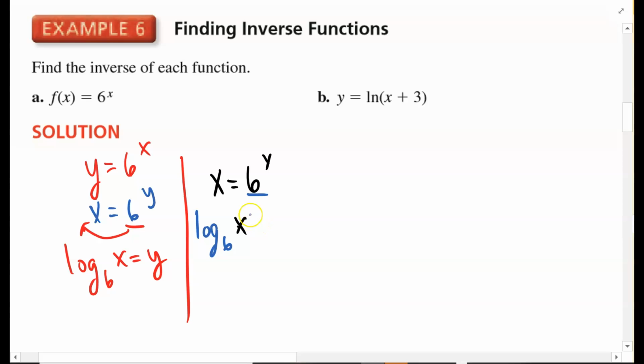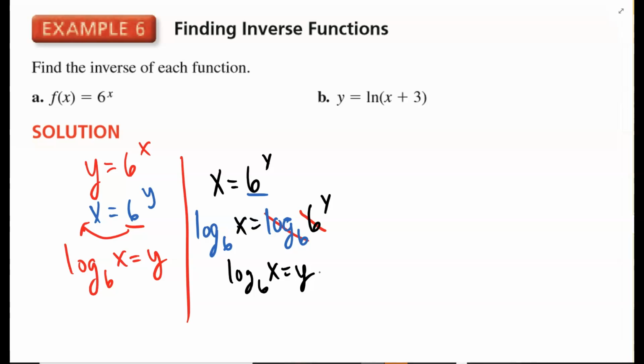equals log base 6 of 6 to the y. And then what effect does the log base 6 have on the base of 6? It cancels. And so we end up with log base 6 of x equals y. Okay? And again, I don't care what method you use. Both methods work. And it might be simpler for some of you guys just to do the circle method at this point. And so you're welcome to do that.